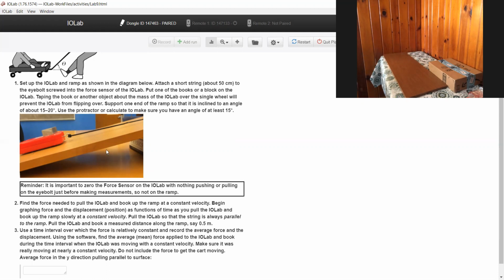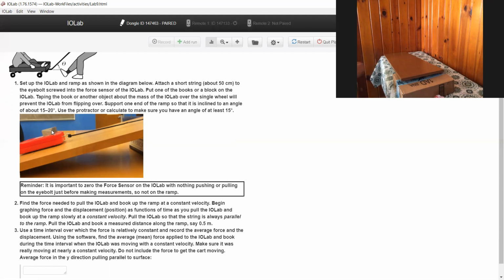Tape the book or another mass object to the IOLab over the single wheel, like they have done it here. I have used a water bottle, something like this. I have taped it here. Make sure your wheels are moving while taping. So we have to make an inclined ramp of around 15 degrees. Let's use this one. You can make 15 degrees here. You can use a protractor to measure.